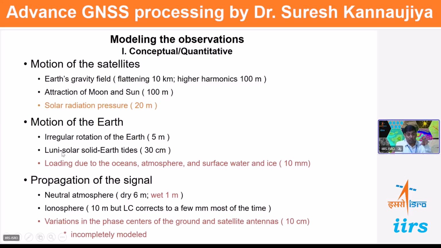But in this, which is mentioned through different colors, we are not able to get a very accurate model: solar radiation pressure is a very complex phenomenon, as is loading due to oceans, atmosphere, sun, surface water, and ice. Also, data is very limited for these observations of this physical phenomenon. Then there is variation in the phase center of the ground and satellite antenna.